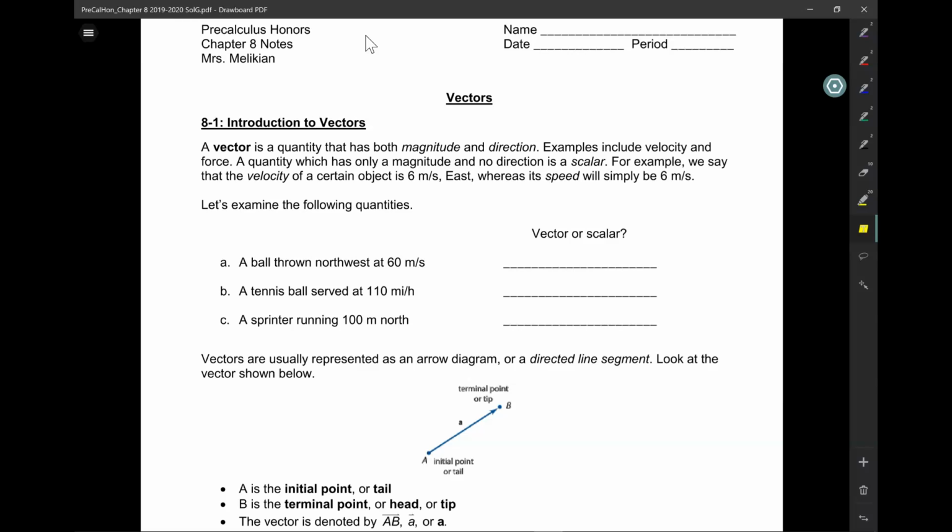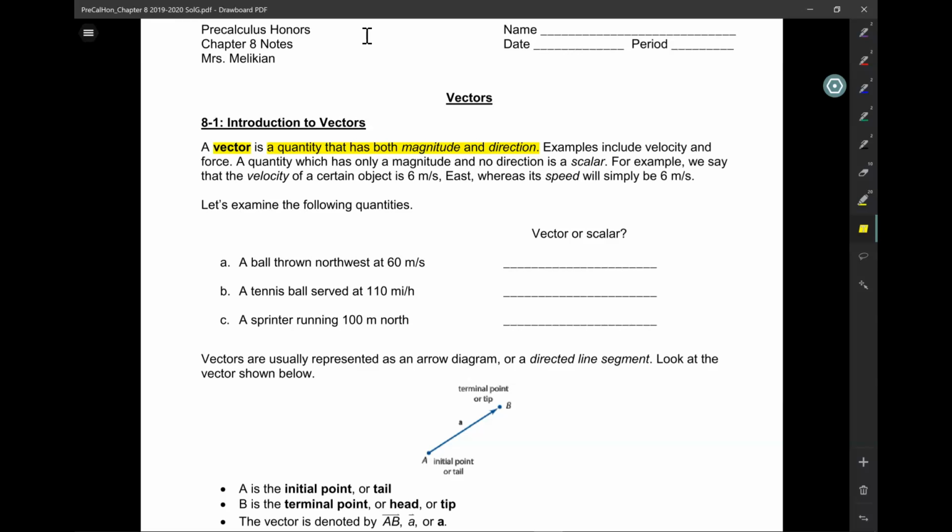Now, those are all quantities. They're called scalar quantities. A vector, however, is a quantity that has both magnitude and direction. So it's one thing to say I'm driving at 65 miles per hour, and it's another thing to say I'm driving at 65 miles per hour east. Now you've given two pieces of information, a magnitude and a direction. And those are called vectors.